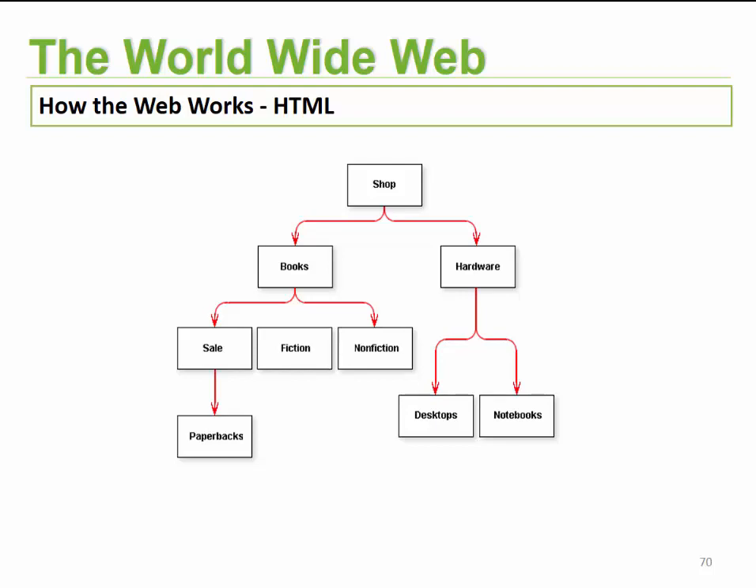Meaning that if I go to the website, the web page, shop, I will find two links, book and hardware. Depending on which one I click on, if I click on hardware, it's going to jump to the hardware page. That one will have two links, desktop and notebooks, and if I click on it, it's going to jump to either one of these two pages.